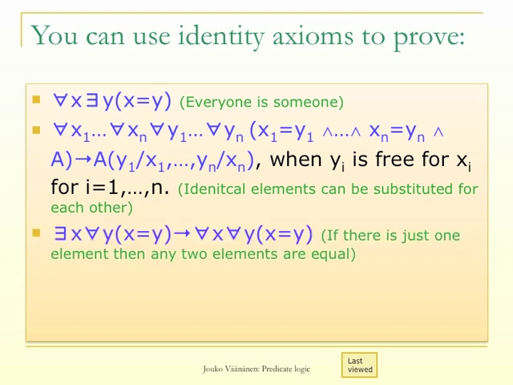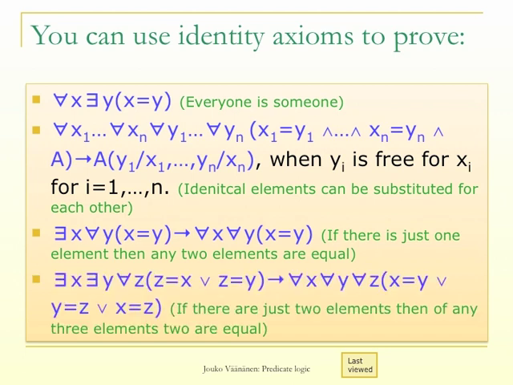Next formula. Exists x for all y x equals y implies for all x for all y x equals y. Intuitively, this says that if there is just one element in the universe, then any two elements are equal, namely equal to the one that constitutes the whole universe. This can be derived from the identity axioms with a few lines.